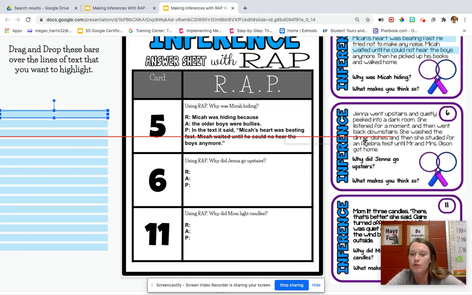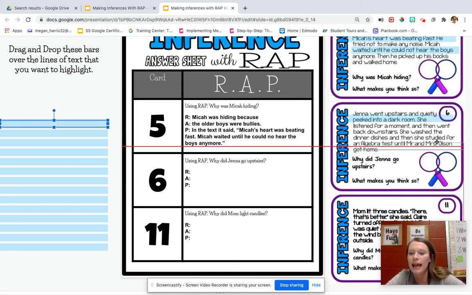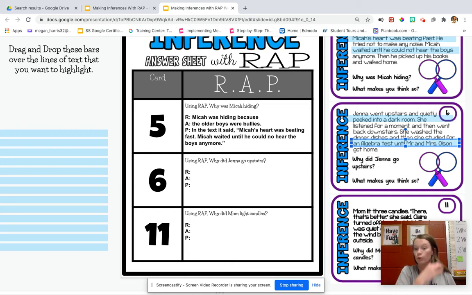Okay, so I need to find some text clues, right? Those clues in the text are going to help me figure out what's going on. So remember, clues in the text plus my background knowledge, put it together to make an inference. So right here, these are two of the text clues that I picked out. She's peeking into a dark room, right? She doesn't hear anything. She goes downstairs, and then she studies for an algebra test until Mr. and Mrs. Olson got home. Okay, so let's think about what we know. Obviously, Jenna is in high school because we're talking about algebra, right? That's not something we learned about in elementary.